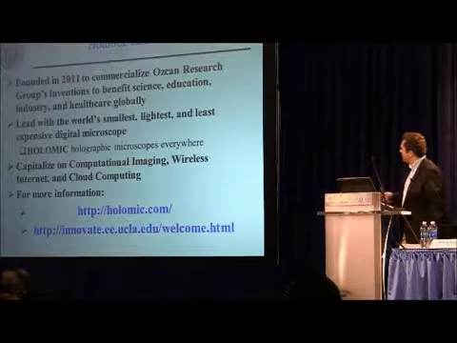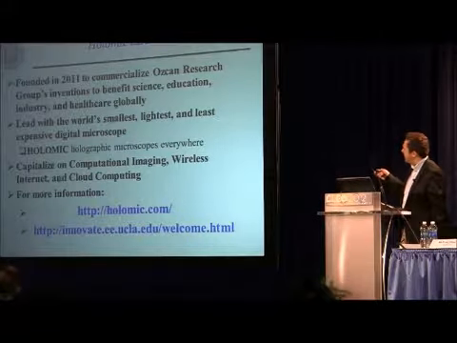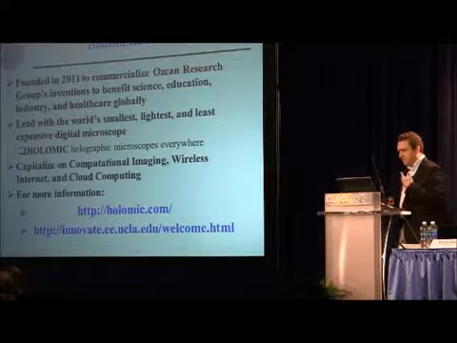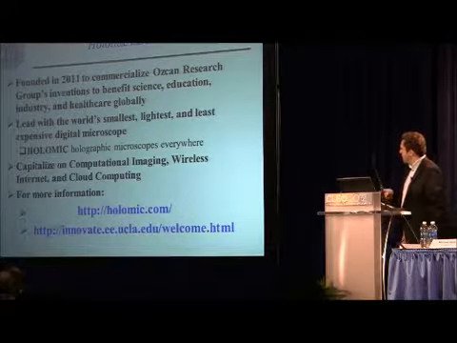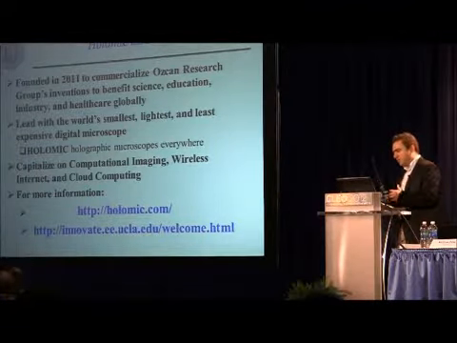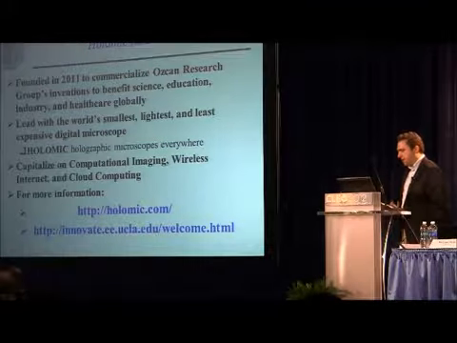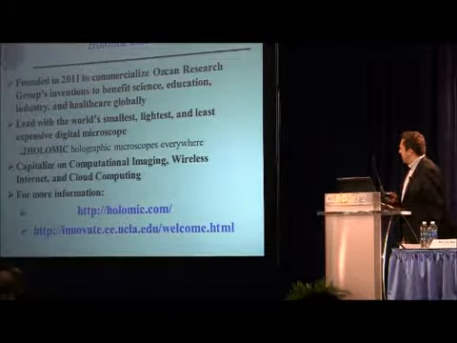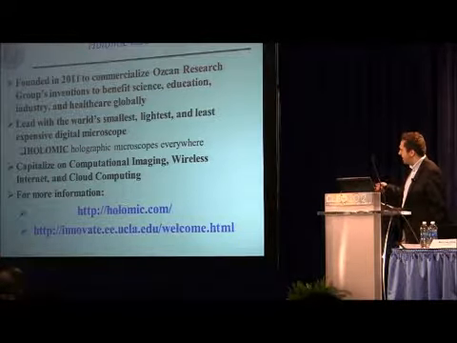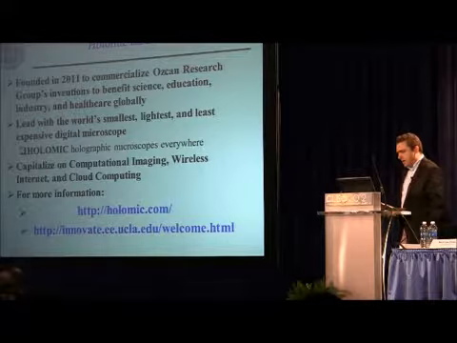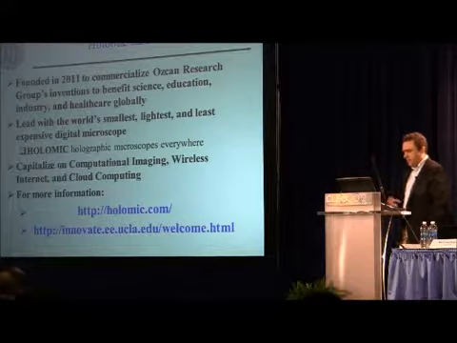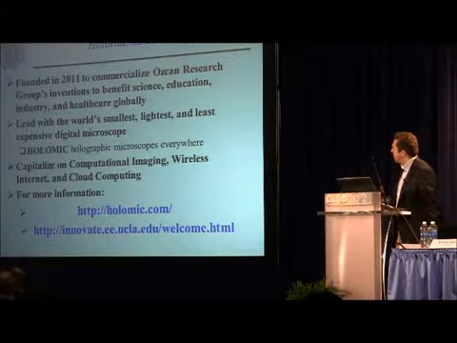However, there is a startup company called Holomic, founded in 2011, received some initial funding, also an SBIR funding from NIH, which aims to essentially commercialize these computational imaging tools for research market as well as for point-of-care and telemedicine markets. You can learn more about the company at this address. Holomic stands for holographic microscopy, essentially. And I'll return back to Holomic and how it started from the university. Before that, I will focus more on the technology.